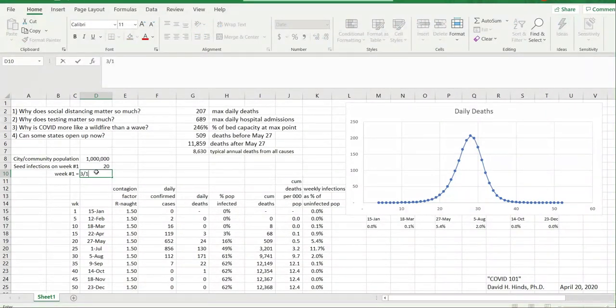So let's change this to March 15th. The curve didn't change at all. All that changed were the dates. So all you're doing is just delaying it by 2 months. The same stuff happens, it's just going to happen later by 2 months.